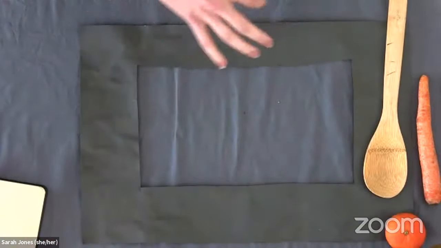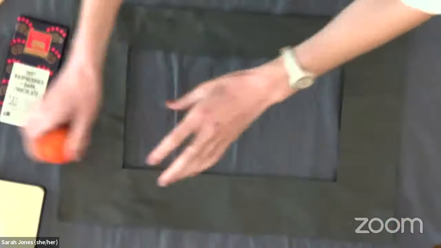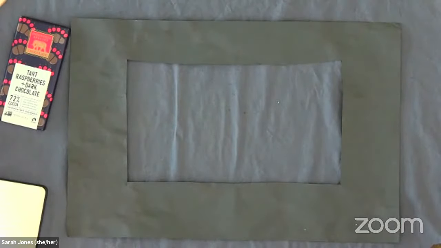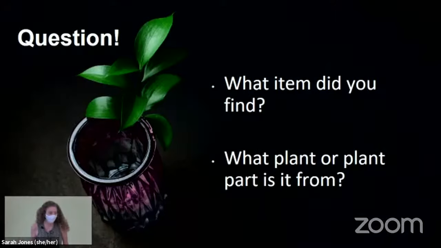Now, if you haven't already, type in the chat and tell me what you've found in your house. And let's see, I've got some people saying that you've got spinach. That's great. That is the leaves of a plant, and maybe you're eating the stem as well. And let's see, we've got some people saying that they also found pieces of wood in their house. Maybe your dinner table is made out of wood. So that also comes from plants. So I want you to think about whatever you found, think about what plant it ultimately came from. And if you can, think about what part it came from.